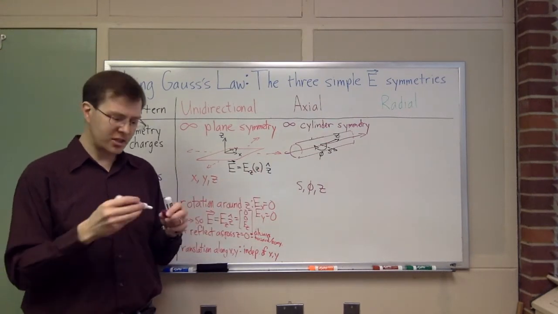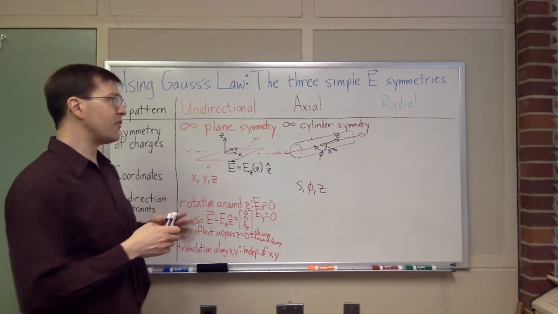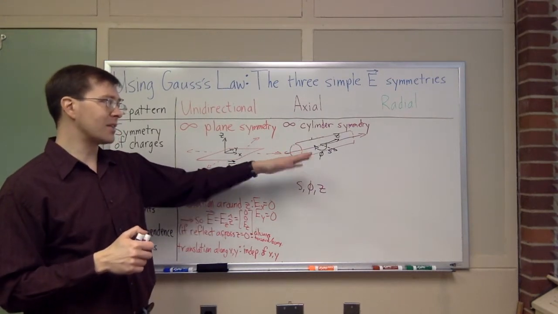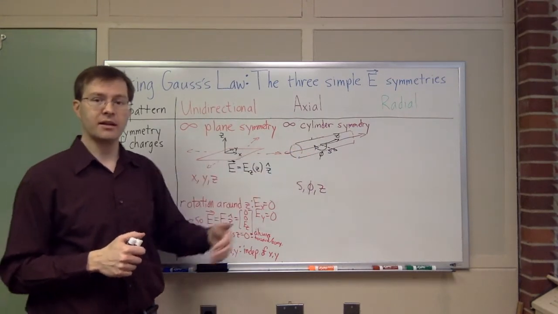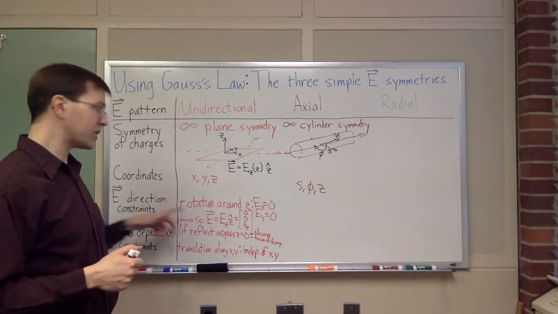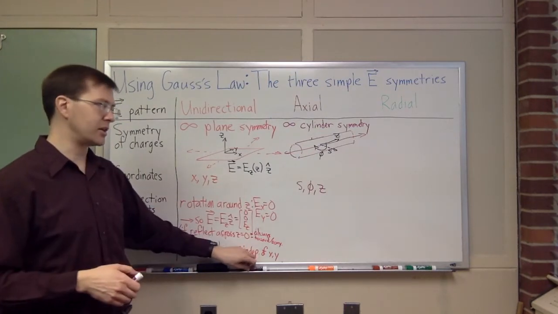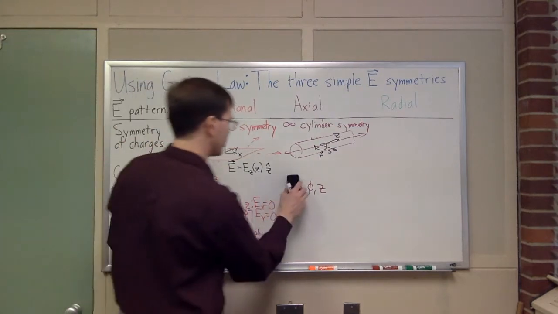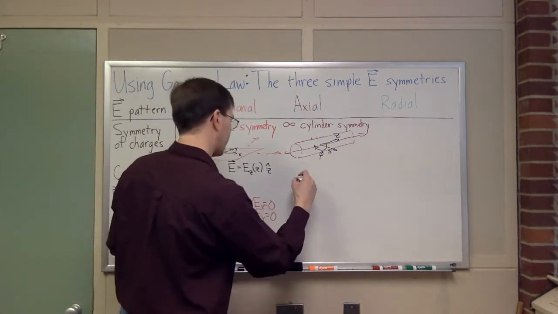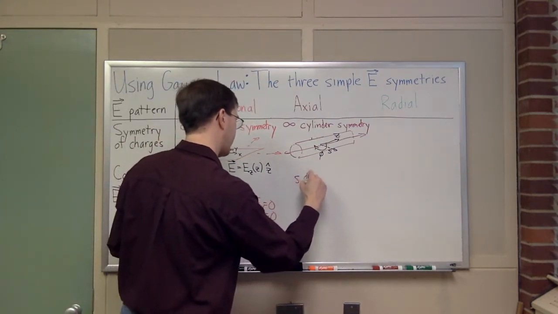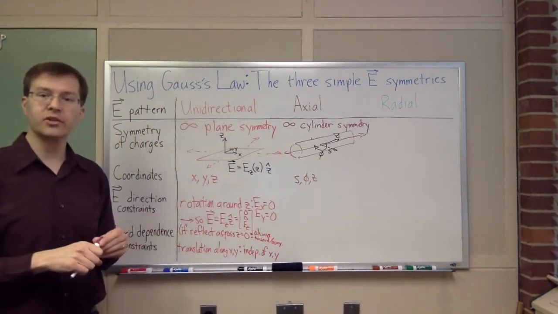And the reason I've written it this way is, remember, when I talked about this infinite cylinder symmetry, the idea is that rotating this shouldn't change anything. That'll actually lead us directly to the constraints on the electric field direction. I should have put this a little higher, shouldn't I? Just to have more room. S, phi, z. Constraints on the electric field direction.